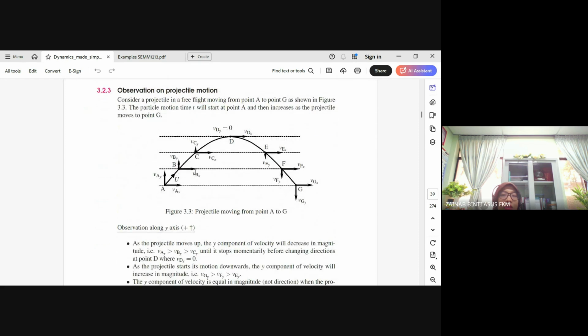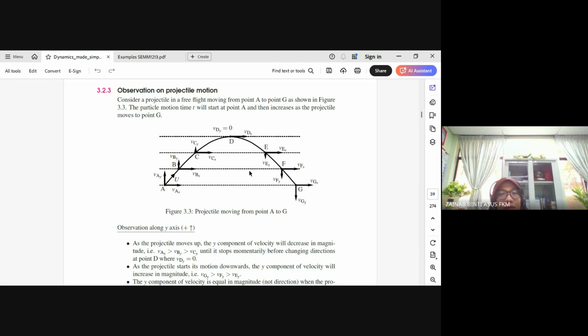Next we have the observation on projectile motion. For this subtopic, XY axis analysis, we only consider projectile motion. How do we identify it? We identify it when it says the particle is moving in free fall, free flight, or projectile motion. Those three keywords tell you it will involve the XY analysis.